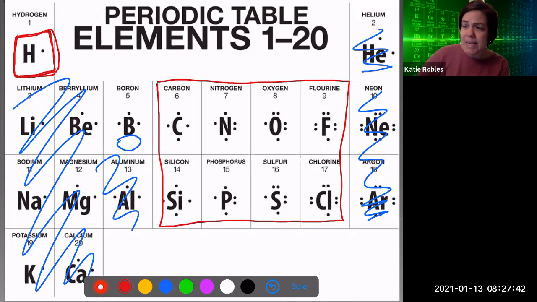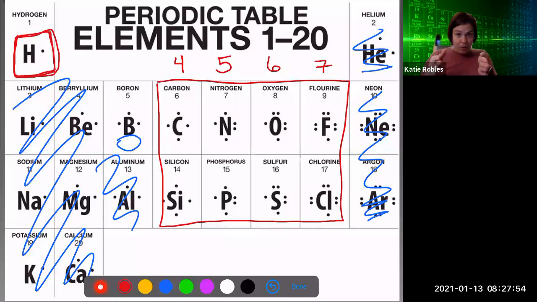But you can see that carbon has 4 valence electrons, nitrogen has 5, oxygen has 6, and fluorine has 7. Everything below is going to follow the same pattern. So if you're below carbon, it's silicon. It also has 4 valence electrons. Like I was mentioning before, these are bonding sites.